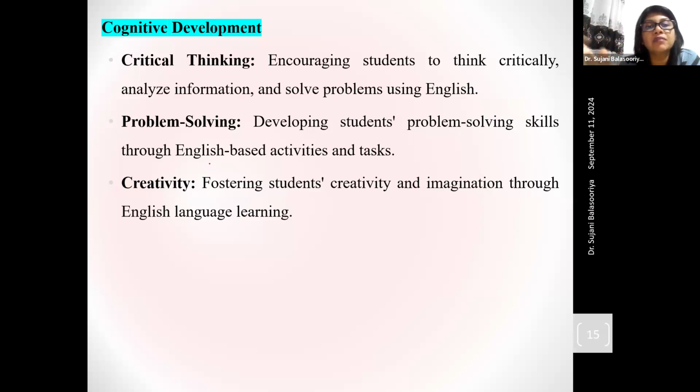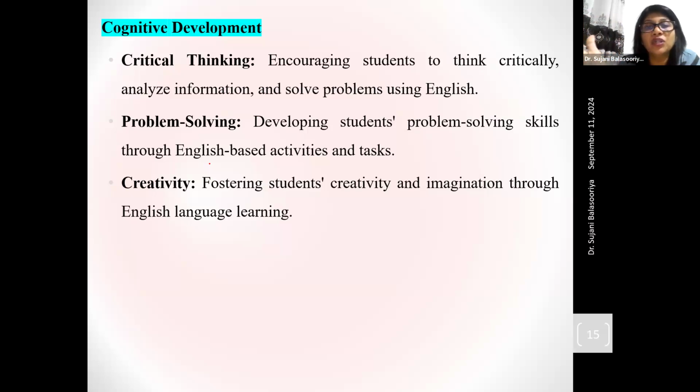How to think of something critically, right? The student should be exposed to that type of thinking. Okay, critical thinking: encouraging students to think critically, analyze information, and solve problems using English. That kind of work. You can ask the students to talk about certain things. For example, you can consider anything, right? Think critically. What do you think about something like that? But still, don't forget the level, the primary level, right? Whatever the topic, it should be suitable to the level.